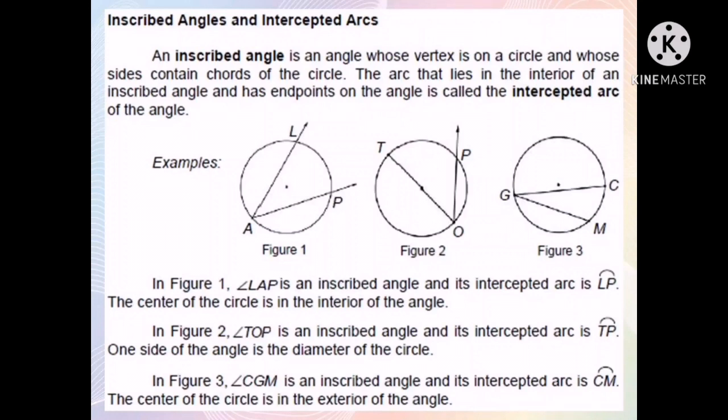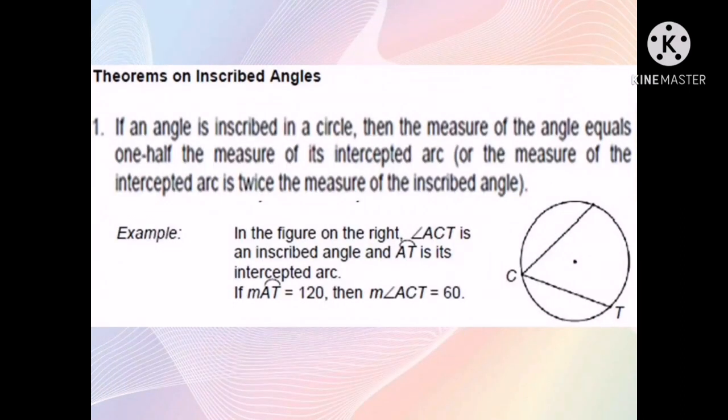Now let's talk about the theorems involving inscribed angles. Number 1. If an angle is inscribed in a circle, then the measure of the angle equals 1/2 the measure of its intercepted arc, or the measure of the intercepted arc is twice the measure of the inscribed angle. Example, in the figure on the right, we have the angle ACT is an inscribed angle and arc AT is its intercepted arc. If the measure of arc AT is equal to 120, then the measure of angle ACT is equal to 60.